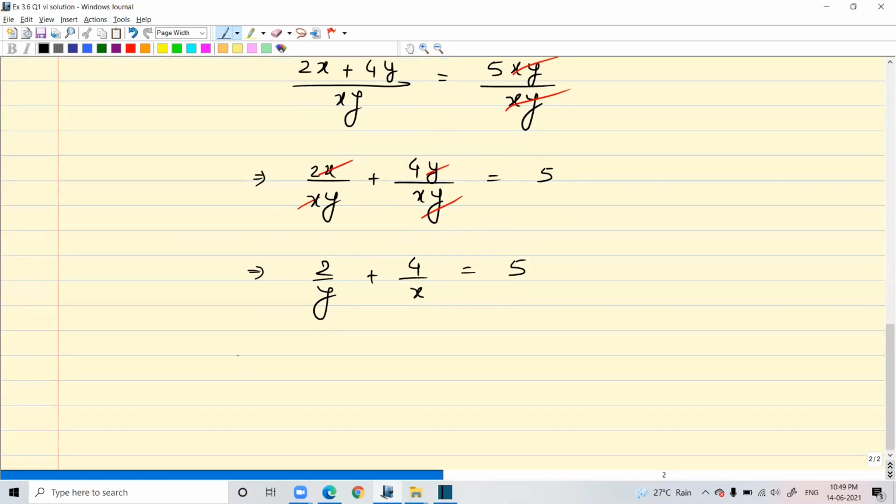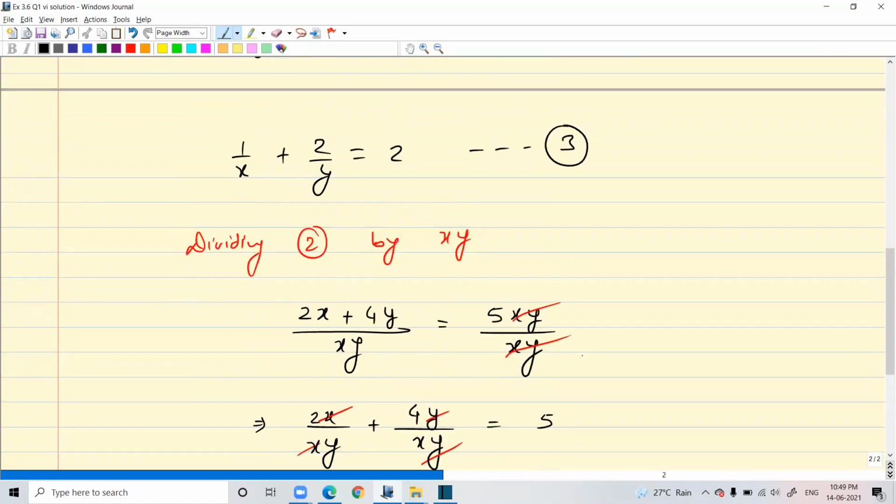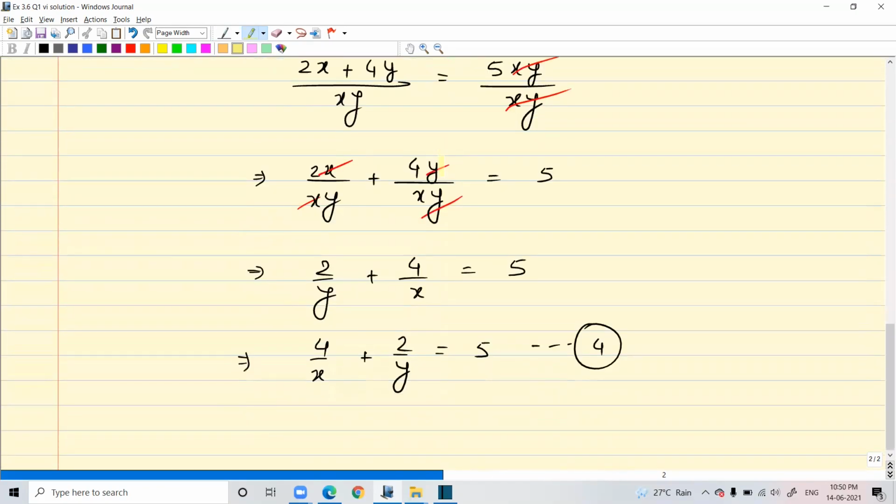Here also I will do the same thing. I like to write the x term first. So I'll write 4 by x and then 2 by y is equal to 5. And I'm going to call this my fourth equation. So look at the third equation. It is 1 by x plus 2 by y is equal to 2. This is my third equation, which we need to solve now. This is a pair of linear equations in two variables. And then we have this fourth equation, which is also in the same form, okay?